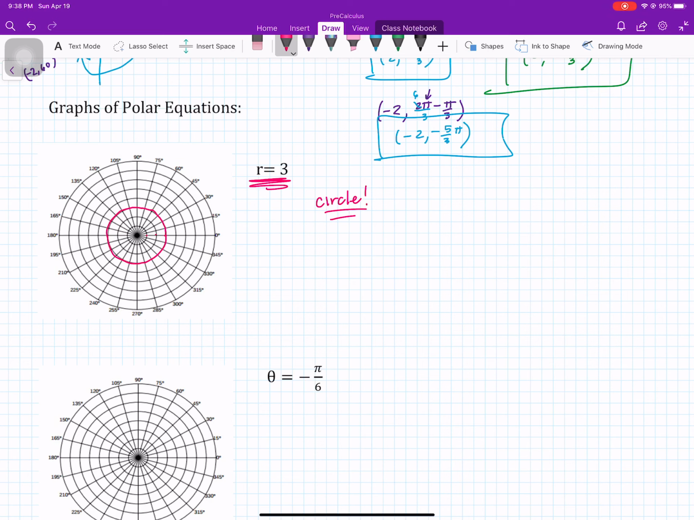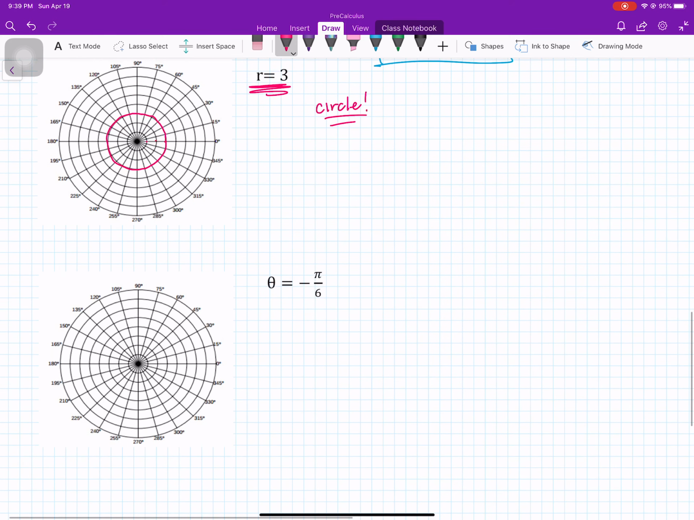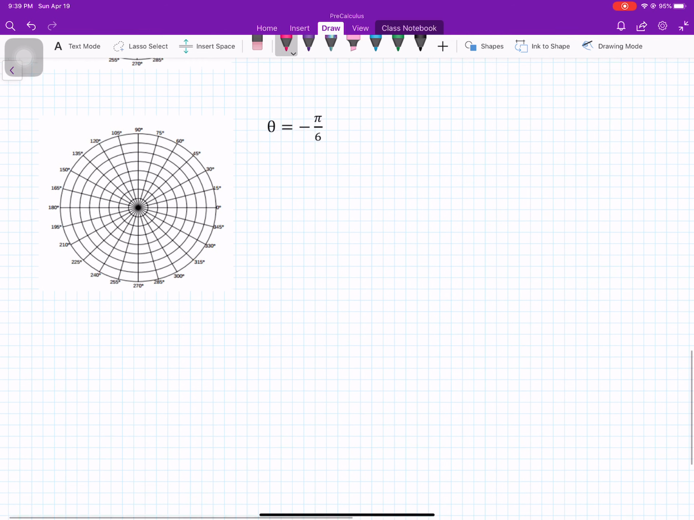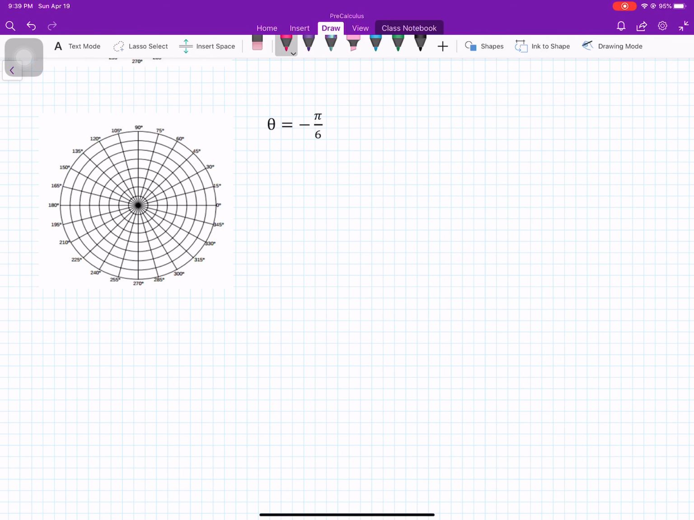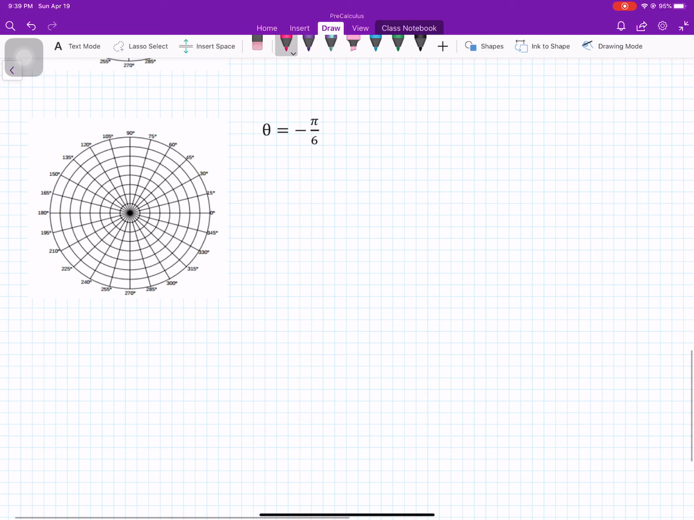This is just a circle. So I could give you r equals 10 or 15 or 20. As long as it's just a plain r equals, it's going to be a circle. And then the other one I want you to be aware of is if you have a lonely angle, this is saying I want every single angle that is at negative pi over 6. Negative 30 degrees, for those of you who prefer degrees. Every single angle that measures negative pi over 6.